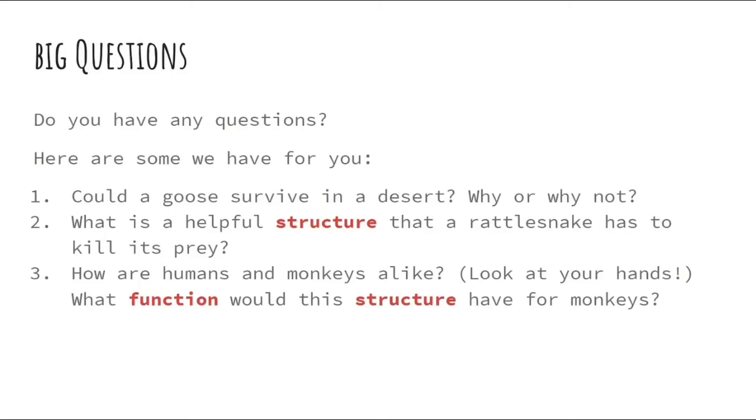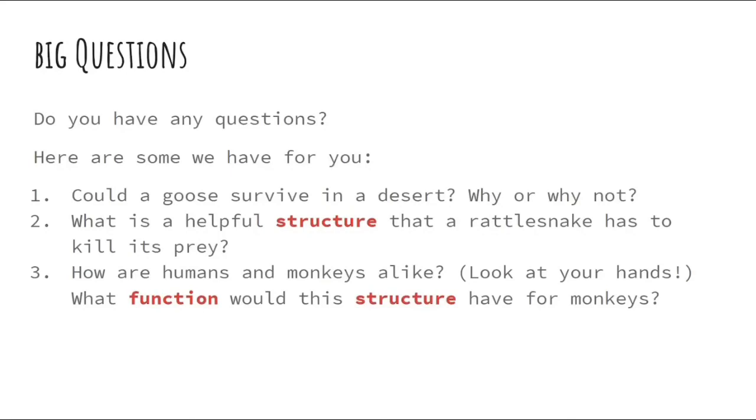Now that you've had enough time to think about your answer, we will go over the answers. For the first one, number 1, a goose cannot survive in the desert because their structures, such as webbed feet, do not help them to survive in the desert. And number 2, a helpful structure that a rattlesnake has to kill its prey is their venomous fangs. Now, this might have been a trick question for some of you because of their tail. The rattle is actually not something to help them kill their prey, but it is something to scare away predators.